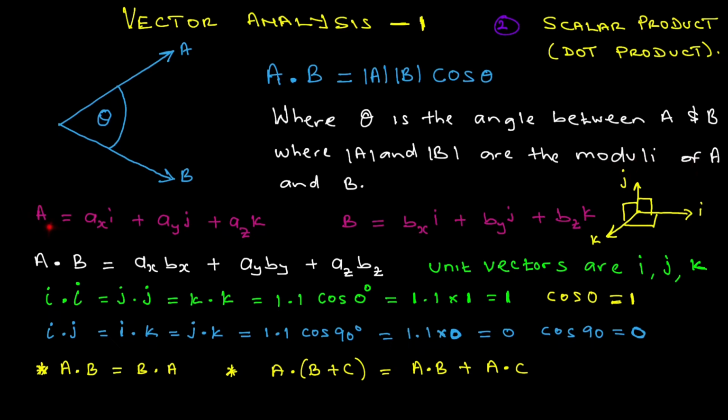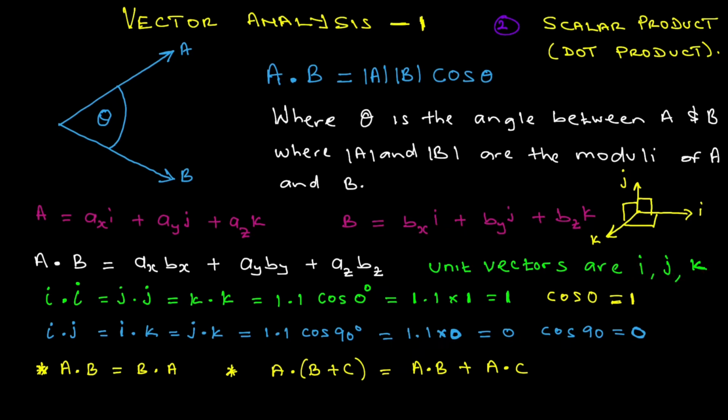So if you have a vector A, which is AXi plus AYj plus AZk, and a vector B, which is BXi plus BYj plus BZk, do remember that i, j, and k are unit vectors. It means their value is 1. Unit is 1. So that means this is 1, that's 1, that's 1.